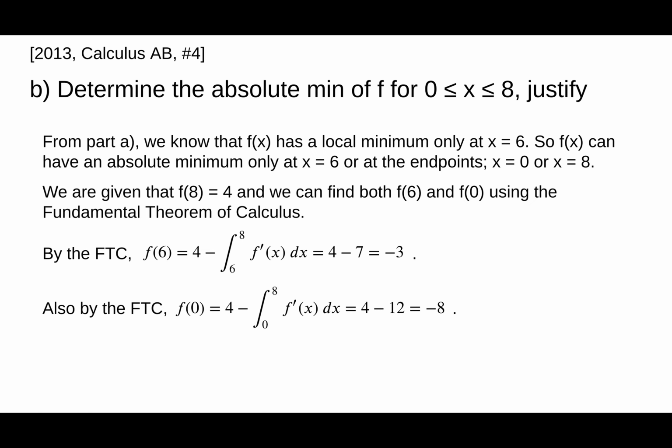We can also determine f of 0 using the fundamental theorem of calculus. f of 0 is 4 minus the integral from 0 to 8 of f prime of x dx. And by adding up all those areas, the integral from 0 to 8 is 12, and 4 minus 12 is negative 8. So we can conclude from this that the absolute minimum value of f on the closed interval from 0 to 8 is the value negative 8. It occurs at x equals 0.